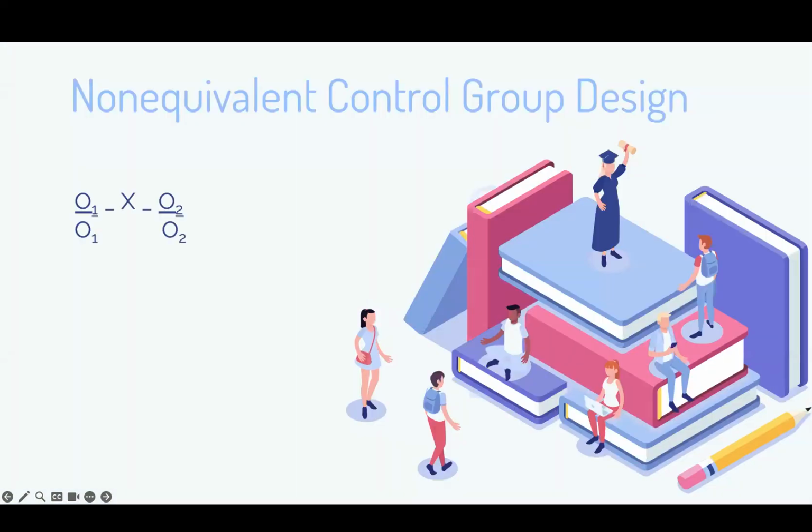First, non-equivalent control group design. It's a quasi-experimental approach commonly employed in social work. This design is particularly used when random assignment is not feasible.